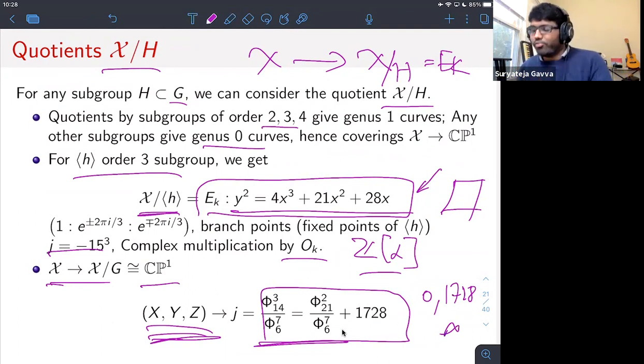So you have a curve. From the perspective of the group or the algebra, you have these interesting maps between the curve and some other objects. Okay.